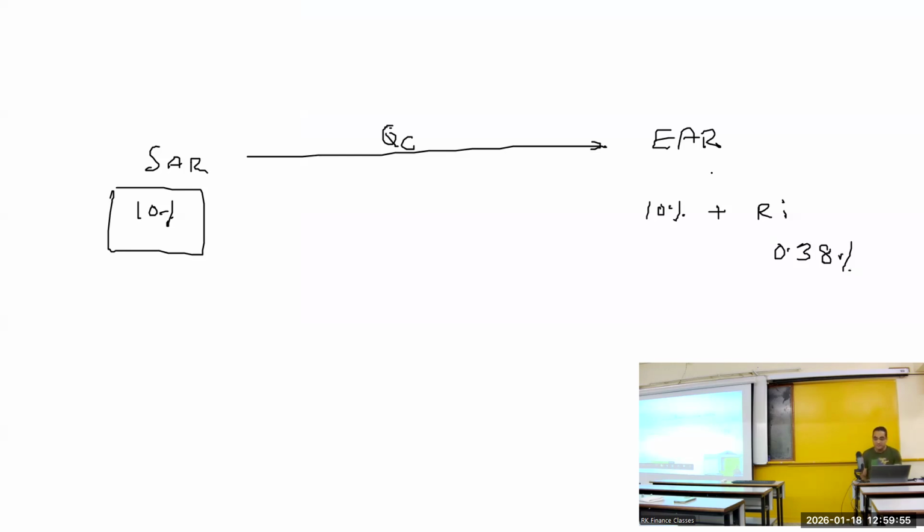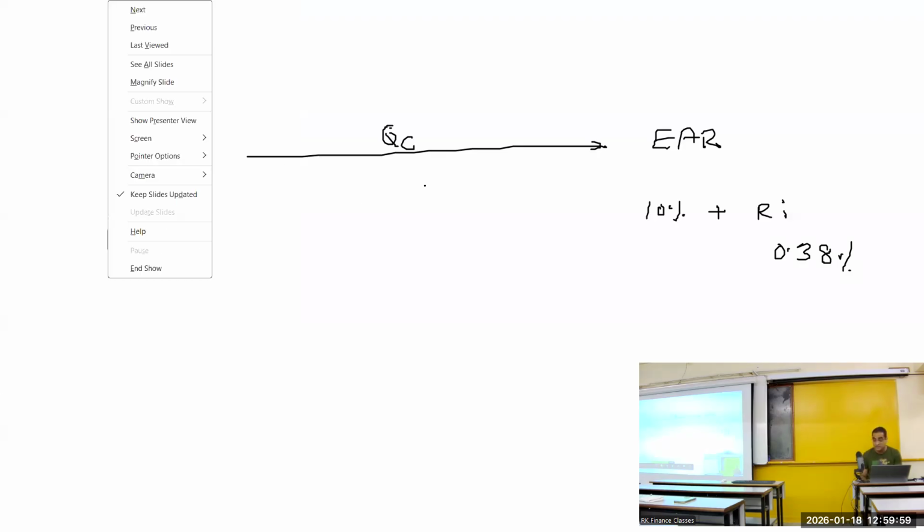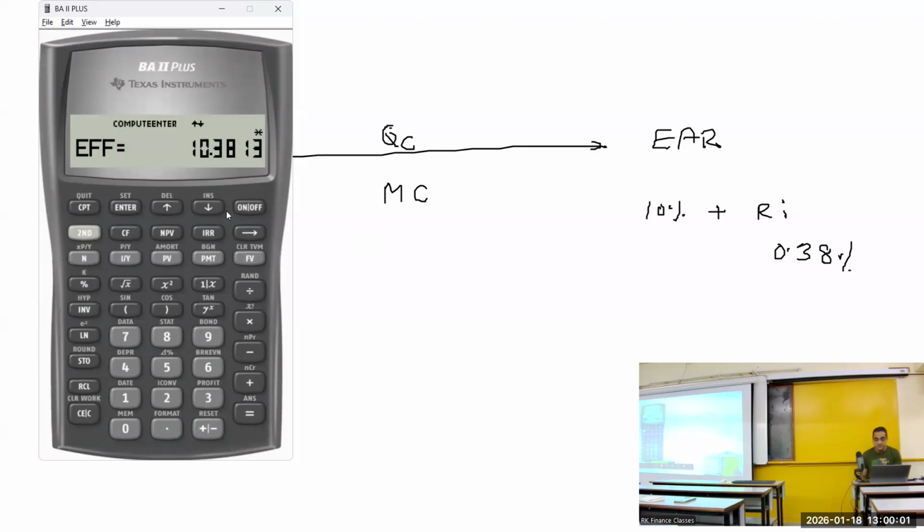If I make it monthly compounding, obviously the reinvestment income is going to be higher. This is not required for level 2, okay, but I'm just revising it. If I do monthly compounding, I'll go over here and put 12. Coming to effective again, this will increase now. Not drastically, but it increased to 10.47.